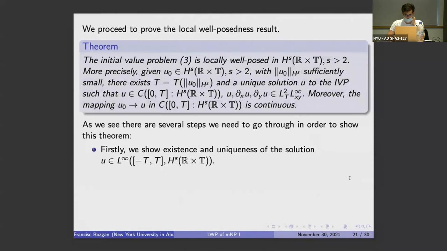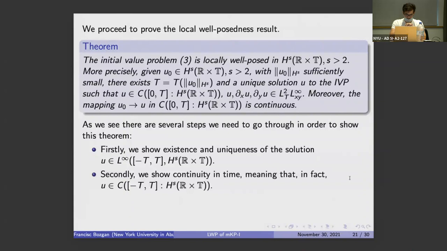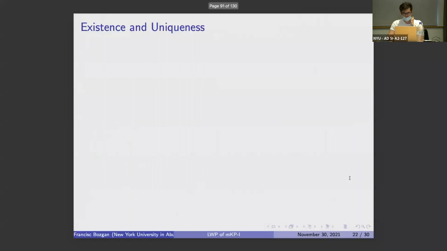First, we show existence and uniqueness in L infinity in time and HS in R cross T. Then we show continuity in time, meaning that it's continuous in time and in HS of R cross T, and then we show the continuity of the flow map. So this is a standard roadmap for these types of equations.